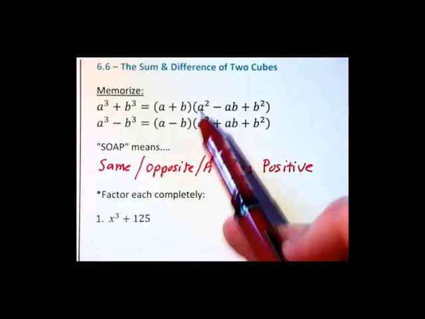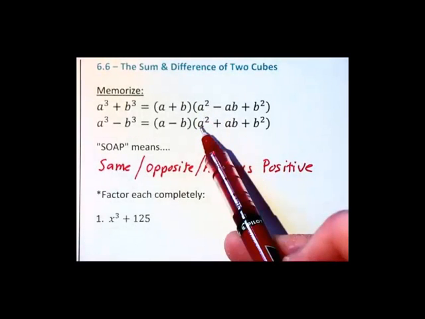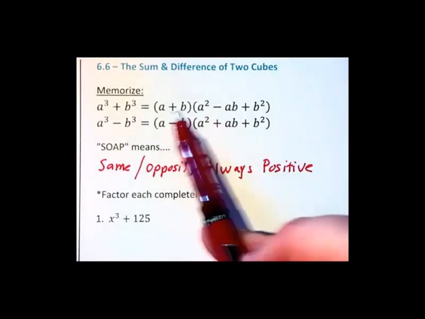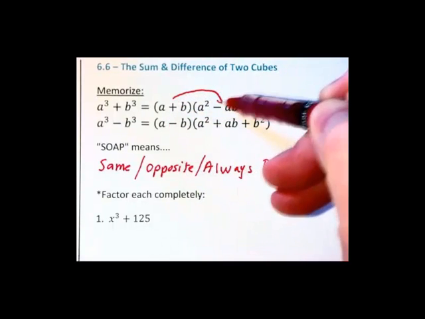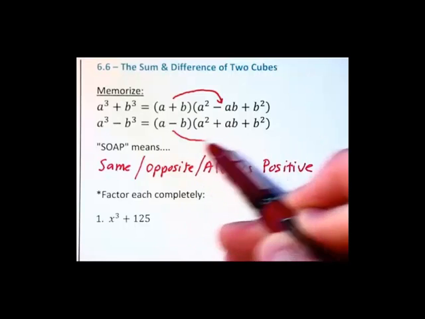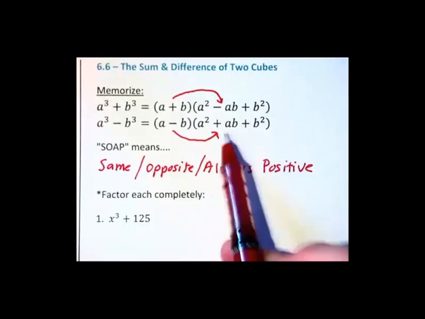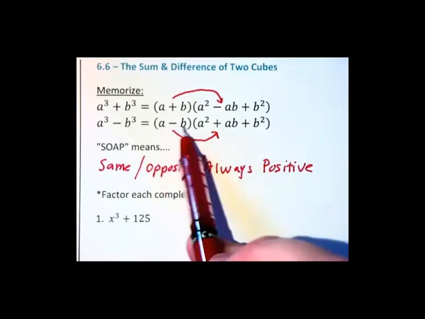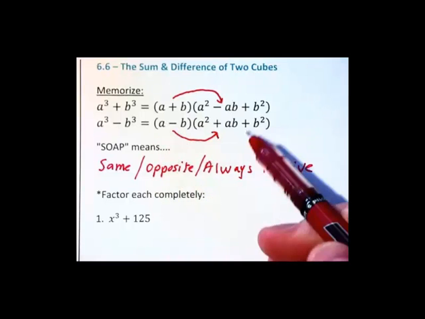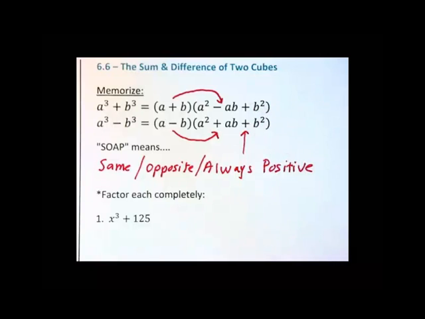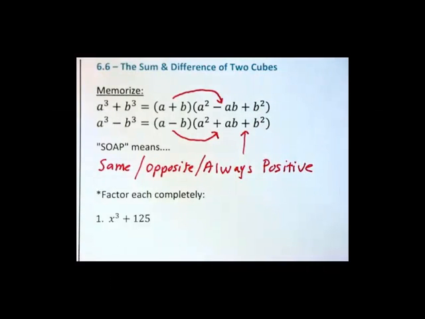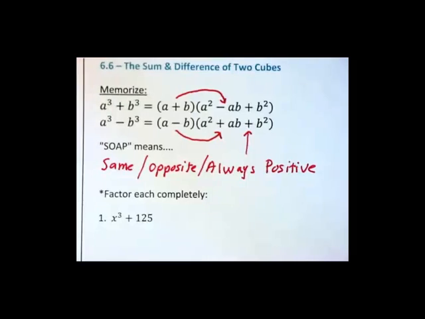Then each of these second parentheses begins with an a squared, and then we have the opposite sign. The plus here switches to a minus as the minus switches to a plus. And then we have ab, the product of the two numbers inside the first parentheses, and always positive refers to plus b squared, which is always positive. So here we go. Let's start in with our formula.